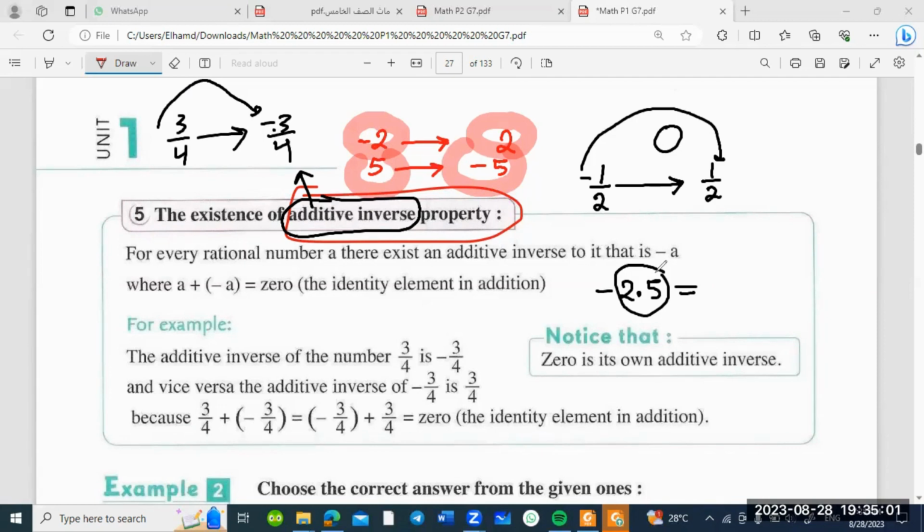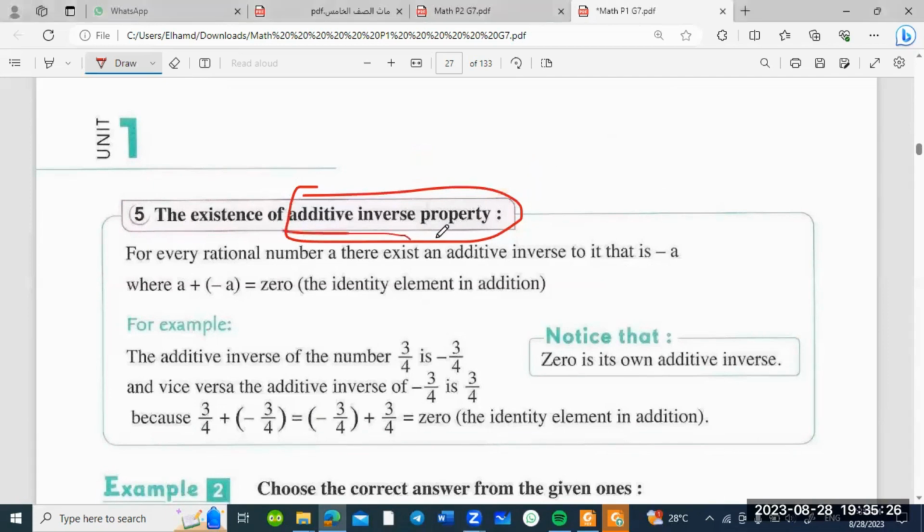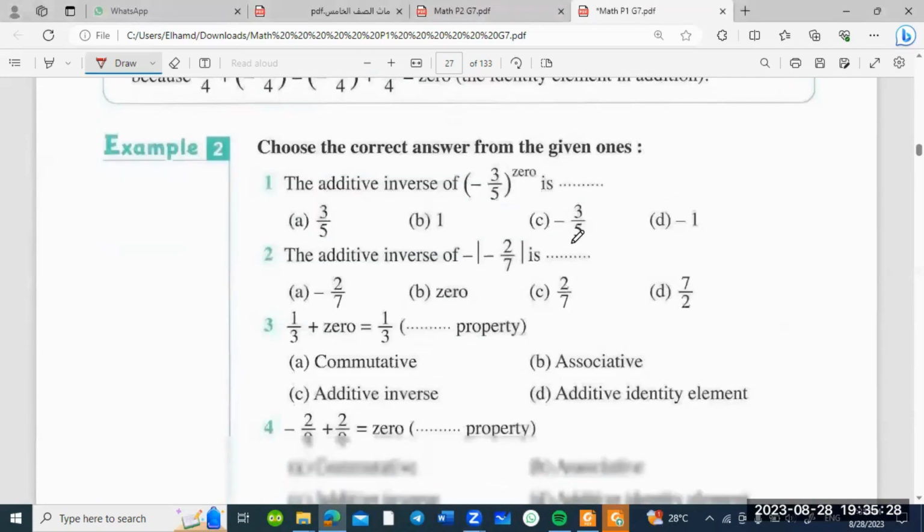Except zero: I can't say negative 0 or positive 0. You can say zero. Why would you say negative or positive? The additive inverse of zero is itself, because zero is neither positive nor negative. So I will say zero as it is. The additive inverse of zero is zero. Okay, so this is the additive inverse.